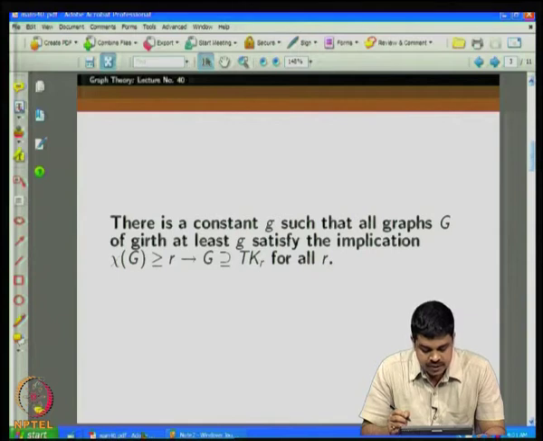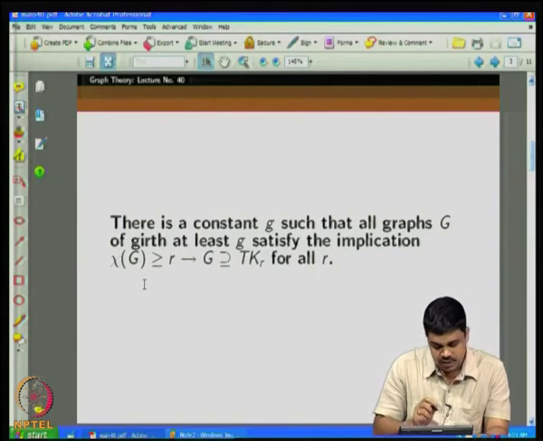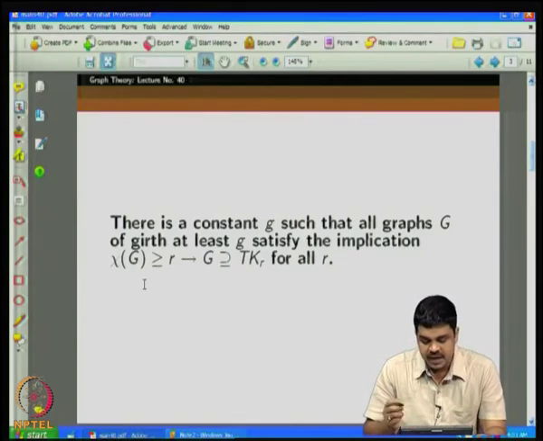So, they say that there exists a constant g such that all graphs G of girth at least g satisfy the implication: if the chromatic number is greater than or equal to R, then it has KR as a topological minor for all R.